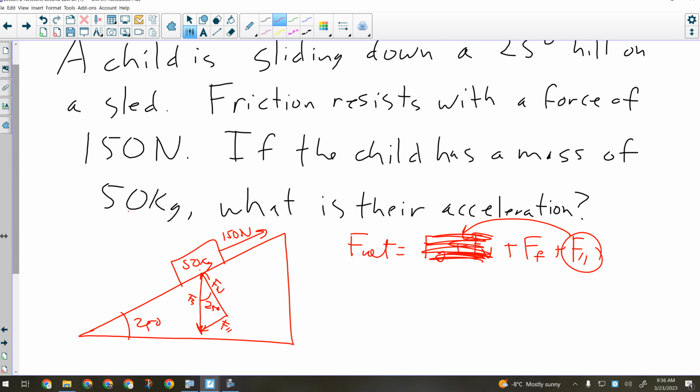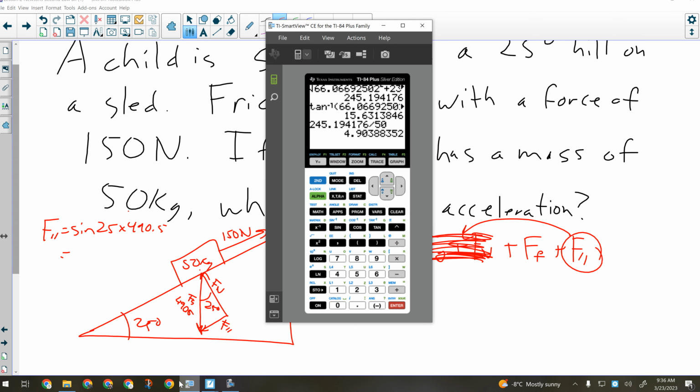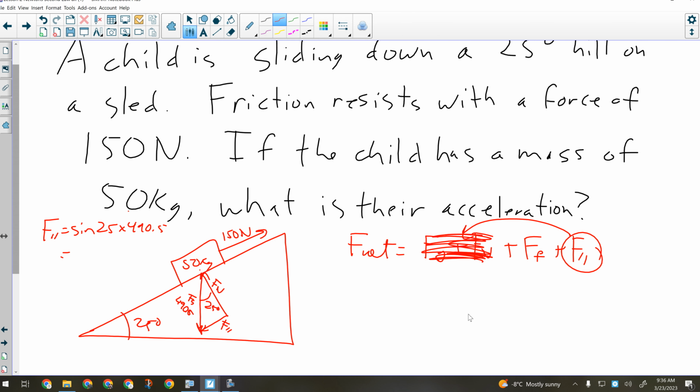I know this is 50 kilograms, so Fg is going to be 490.5 newtons. And I'm going to find F parallel by going sine of 25 times 490.5. Okay, 207.29 newtons. All right, we've now accounted for all the forces. F parallel is pulling down the ramp, force of friction is resisting up the ramp.